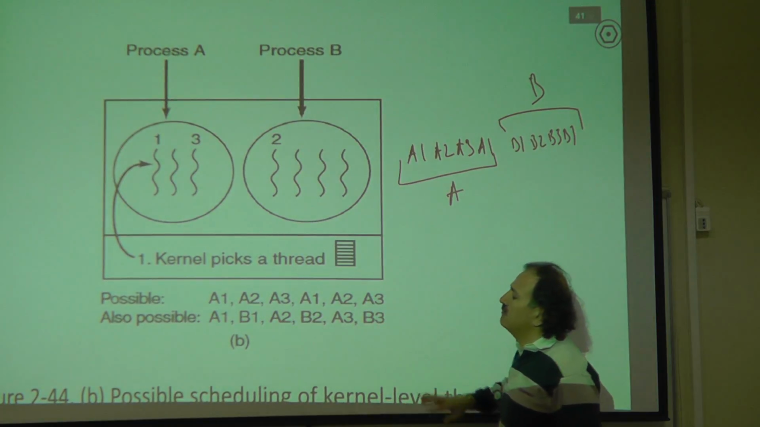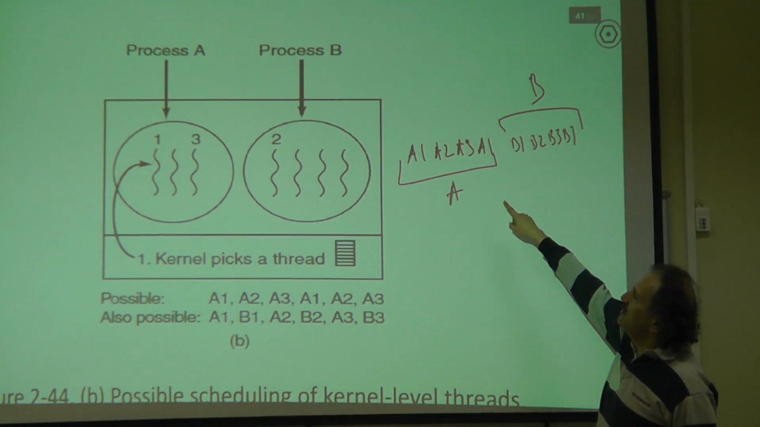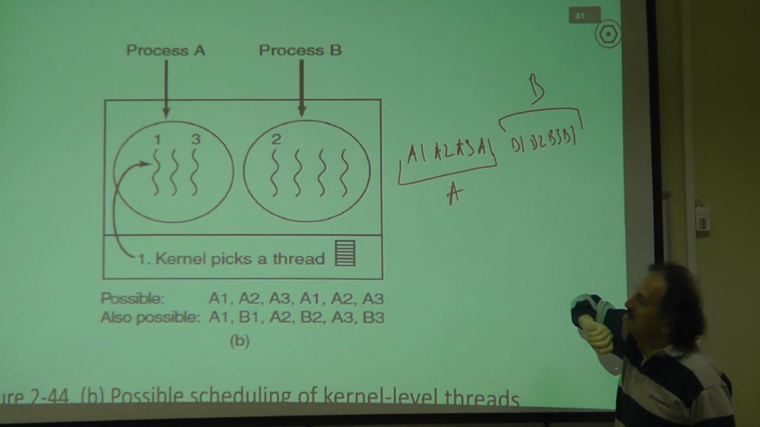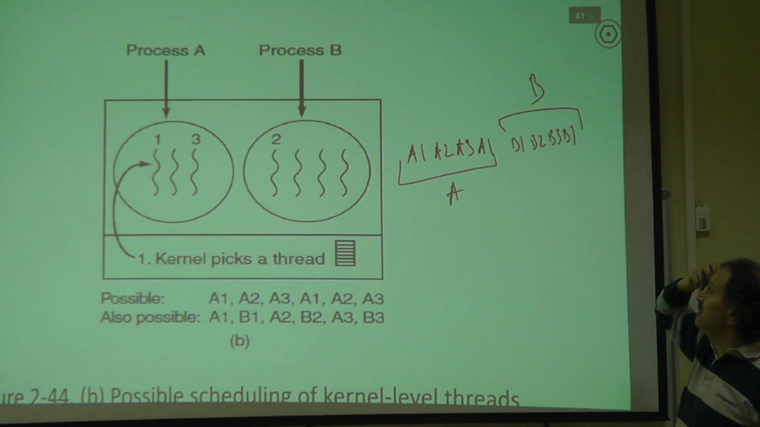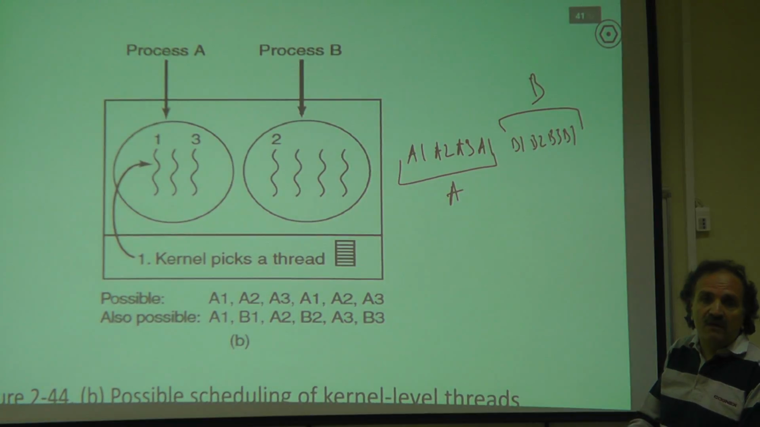My address space stays the same. In this case, I do only one context switch. It is here. So the advantage of this one is that I would save lots of CPU time wasted in context switching.